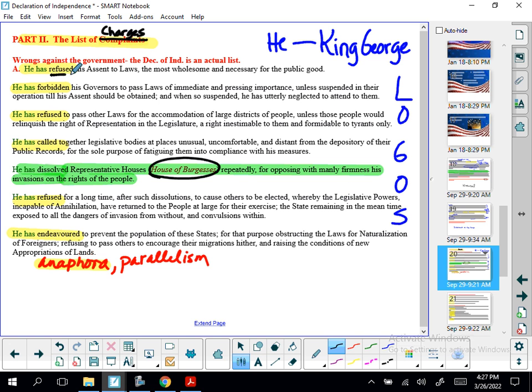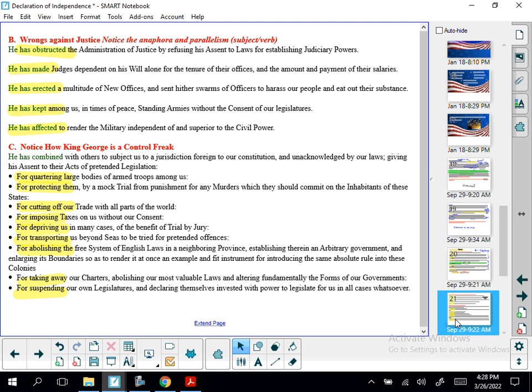He has refused, he has forbidden, he has refused, he has called together, he has dissolved, he has refused, he has endeavored, and it just keeps going. That is parallelism. This whole section in the Constitution is a list of charges, not complaints. This is an indictment. And if I keep going, and you keep going with your highlighter, he has, and if you remember, these were all of the things that he did that were hidden in that hidden picture.